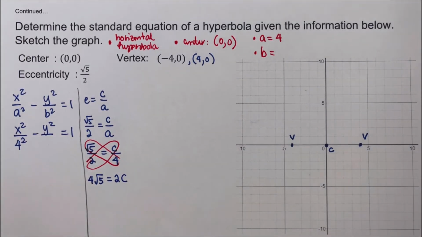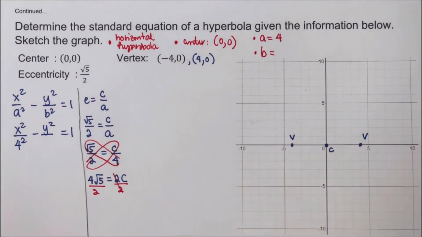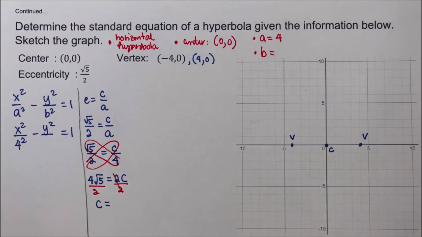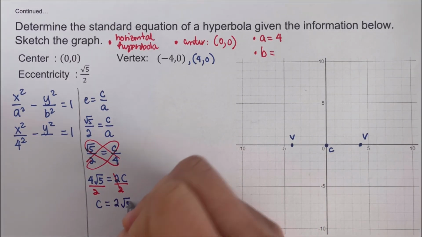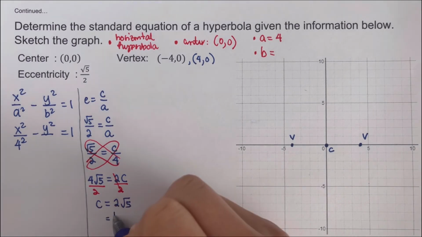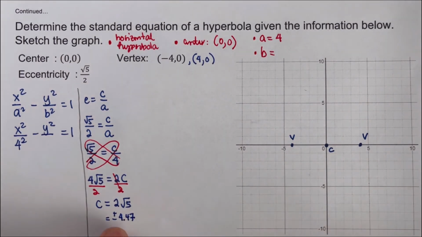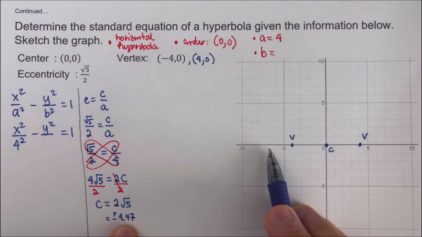We're going to solve for c, so we divide both sides by 2. We are left with c equal to, we can reduce this to the lowest term, 4 divided by 2 is 2. So then our c is actually 2 square root of 5. This tells us that our c is approximately plus or minus 4.47. So this is our value for c. c is the distance from the center to the focus, which is 4.47.